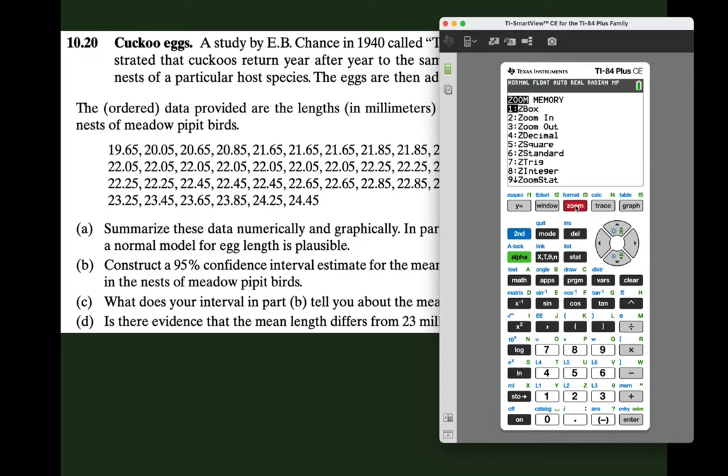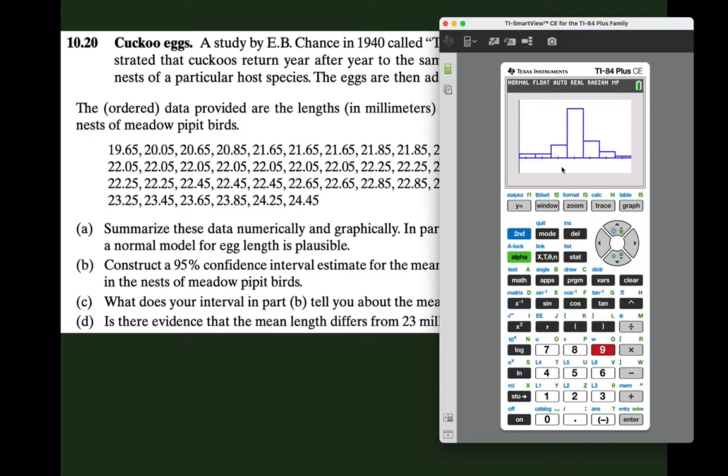So I'm going to do a zoom and then ZoomStat, which is choice number 9. And the calculator will automatically set up a coordinate system that the histogram will fit into. Because the main thing I'm looking at here is to see if there's any skewness to this distribution, and this is looking really symmetric. So there's no evidence here that this data came from a non-normal distribution.